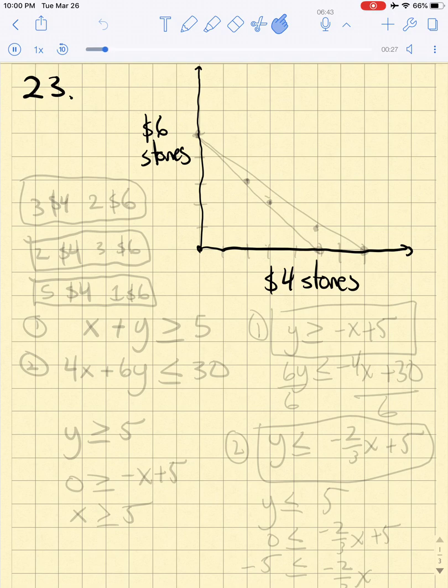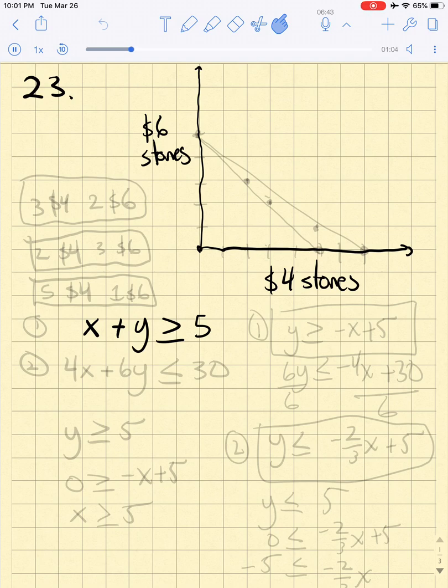So, the first equation is going to be x. Okay, it says let x equal the number of $4 stones and y equal the number of $6 stones. So x is the $4 stones. No matter what, the sum of both kinds of stones must be, she says, at least 5. So we're going to say minimum 5. Right? So that's our first equation.